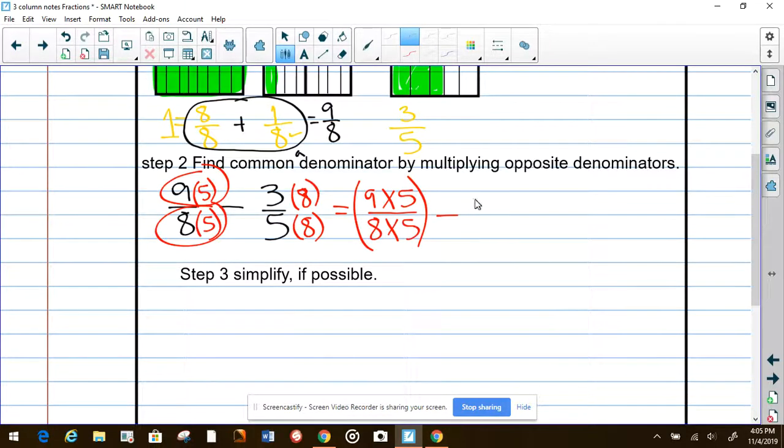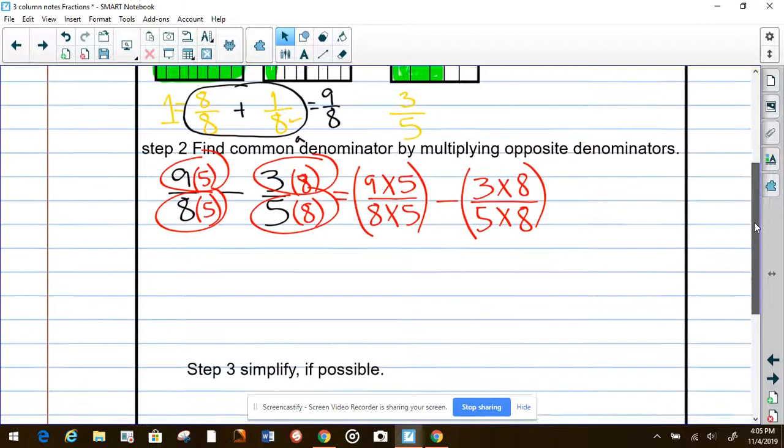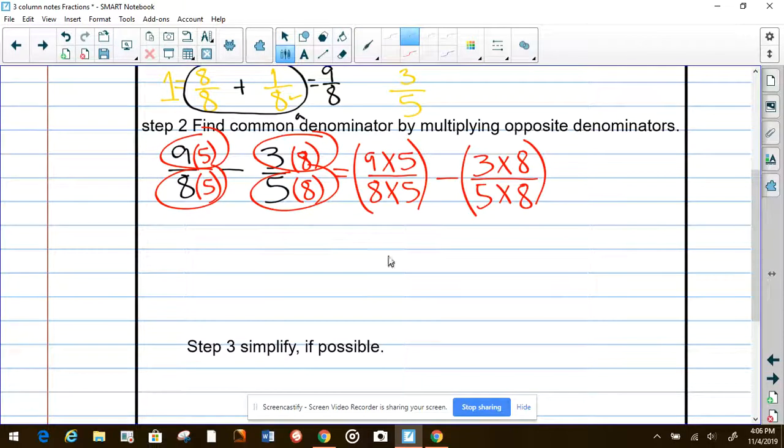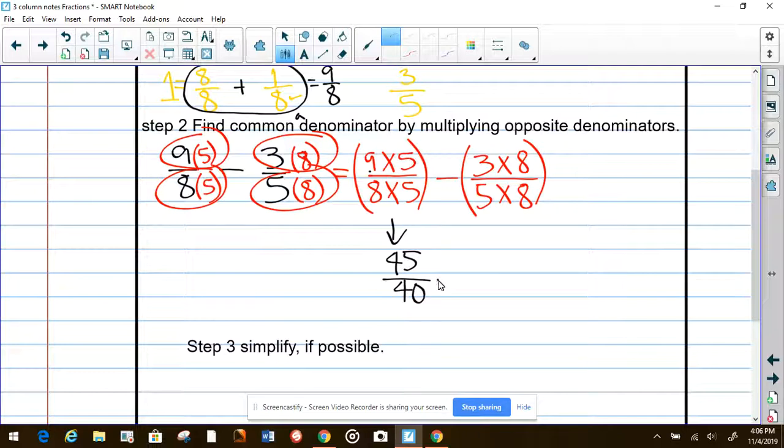We subtract that by 3 times 8 and 5 times 8. Now we can get a total here, but let me move this information because we're going to need it later. So now we can conclude that 9 times 5 equals 45, and 8 times 5 equals 40, minus 3 times 8 equals 24, and 5 times 8 equals 40. So now we have common denominators.